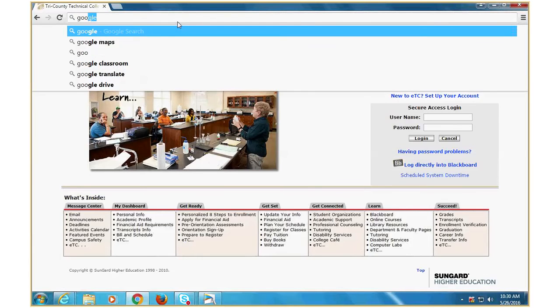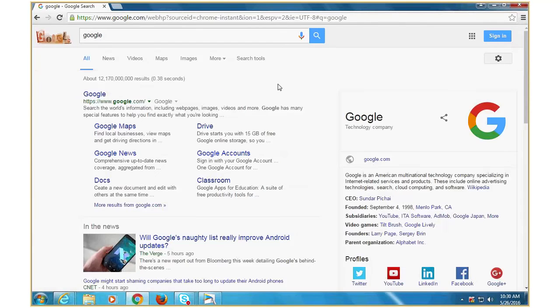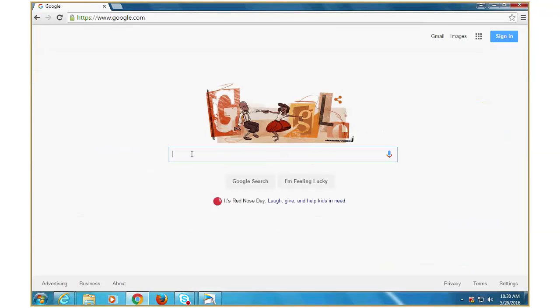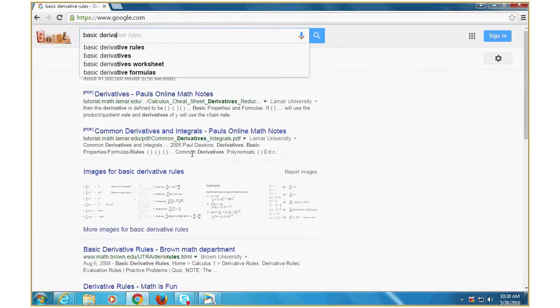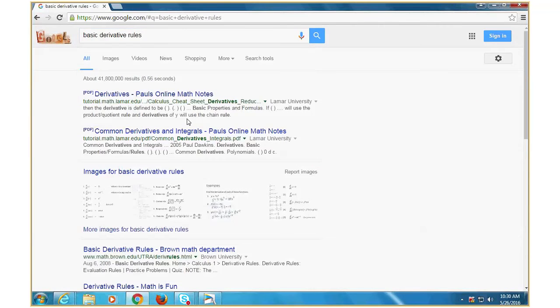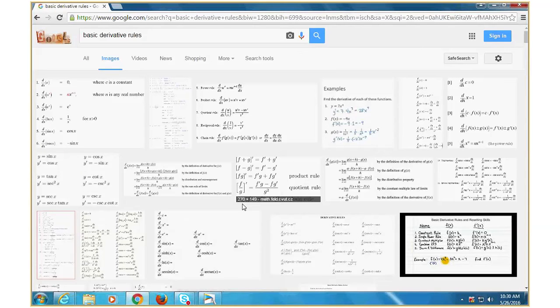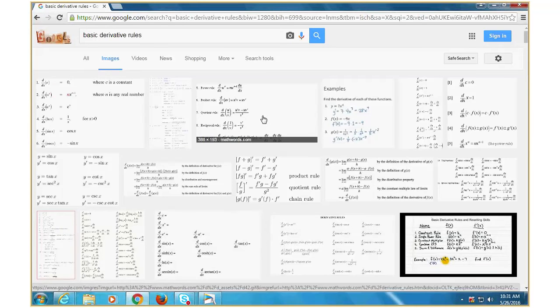Anyway, Google. I don't want Bing, I want Google. Pull up basic derivative, if you can spell, rules, or you can pull up formulas, either one. It's the first time pulling it up, so I don't know what it's going to give me. I'm trying to find the easiest one because I do it.